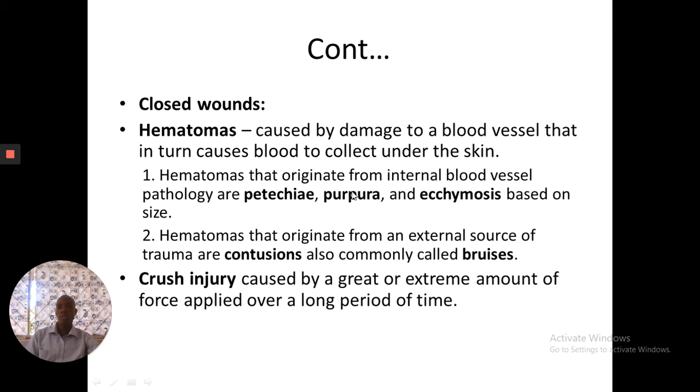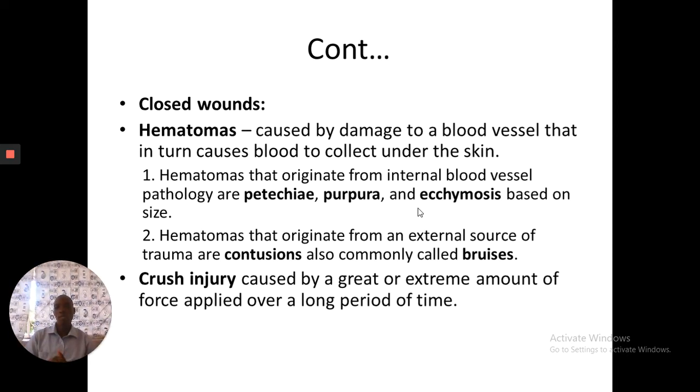So hematomas can originate from inside or can originate from outside. When you have hematomas originating from inside the body, then you talk of petechiae, purpura, and ecchymosis. So, for example, you have blood vessel anomalies that now cause bleeding under the skin, then you can have these things.